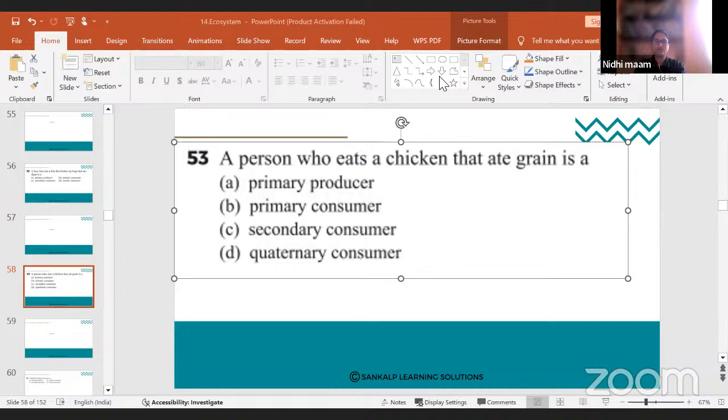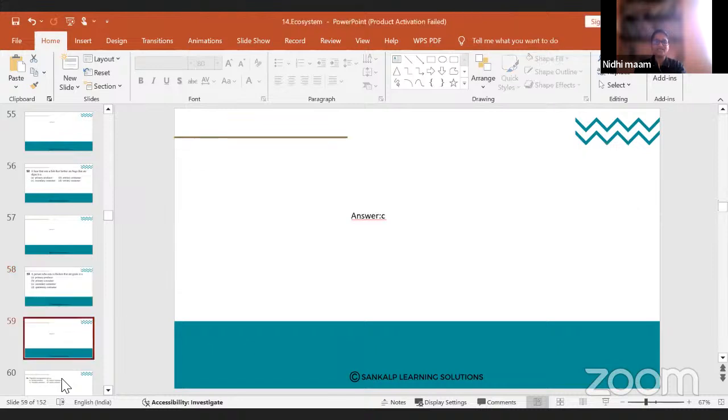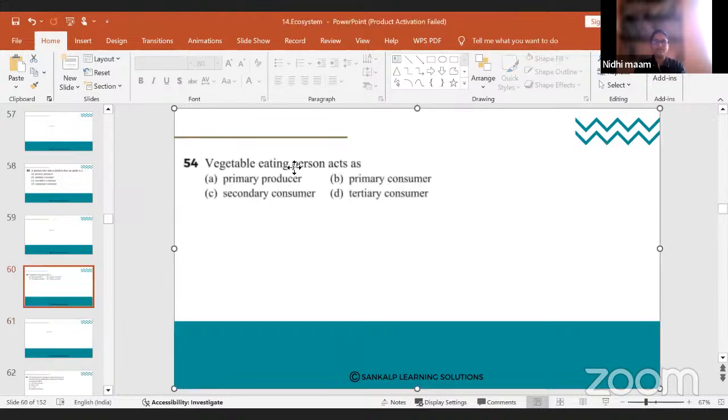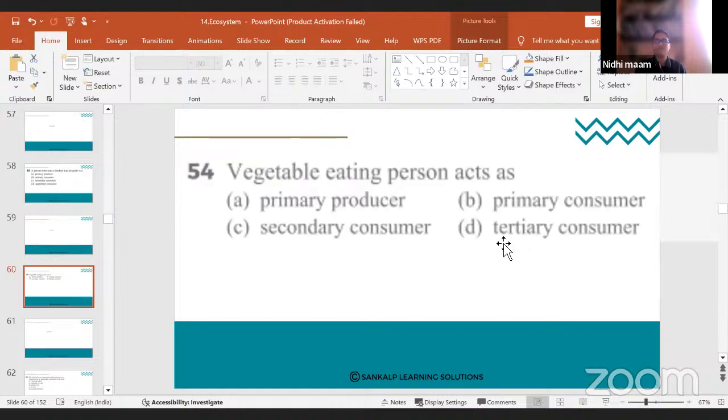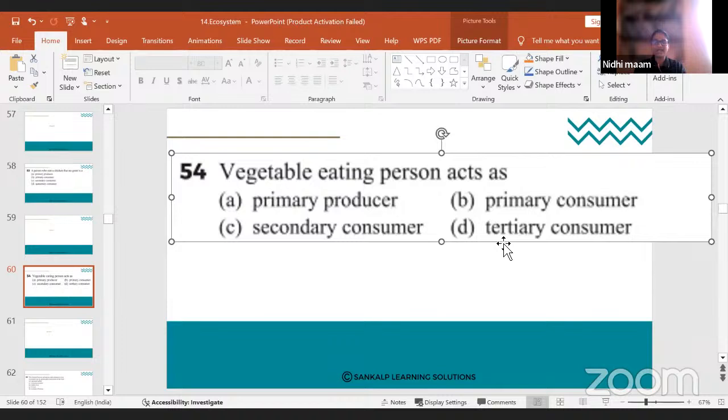So most of you voted for option C, some of you voted for option D. So the right answer is option C, secondary consumer. A vegetable-eating person acts as: primary producer, primary consumer, secondary consumer, tertiary consumer.